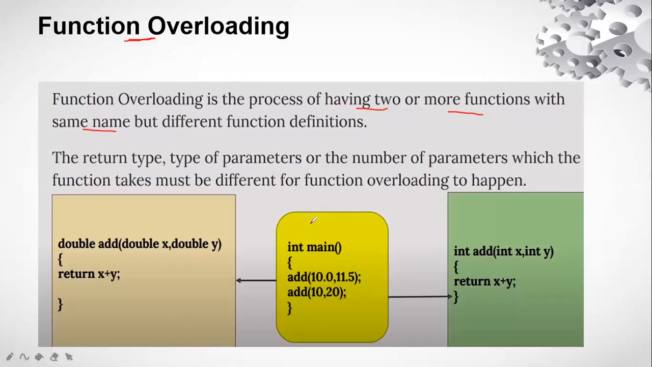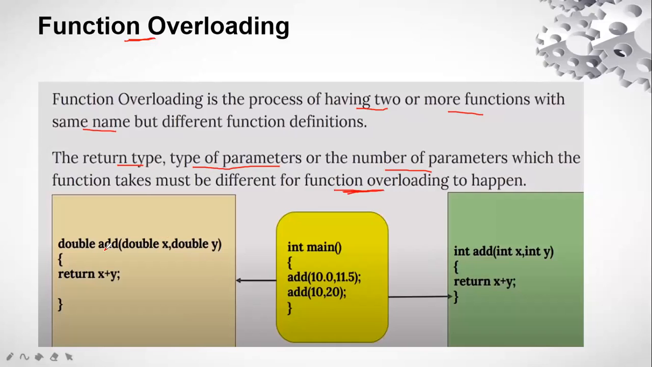This particular same name function can be executed and can work, but it should have either a different return type, or the type of parameters used should be different, or the number of parameters should be different. Then only we can use that particular function with the same name, and this process is called function overloading. Let's take an example.